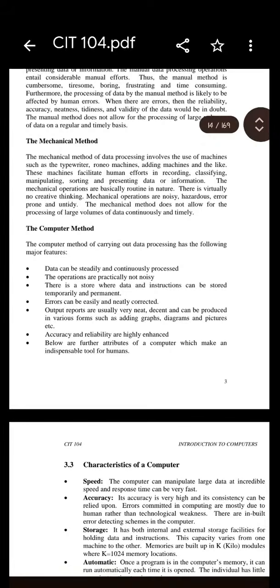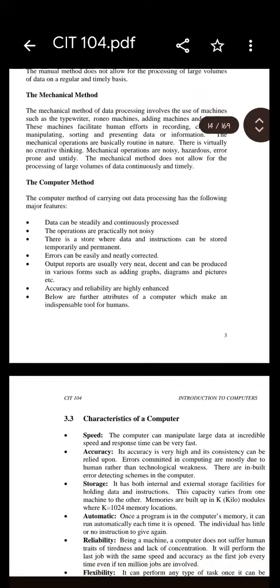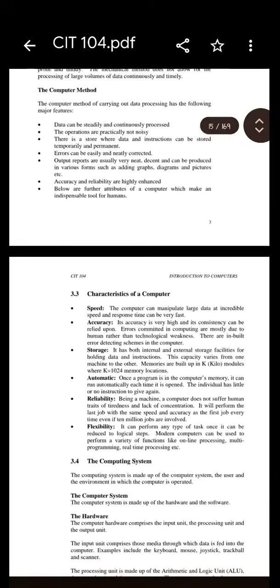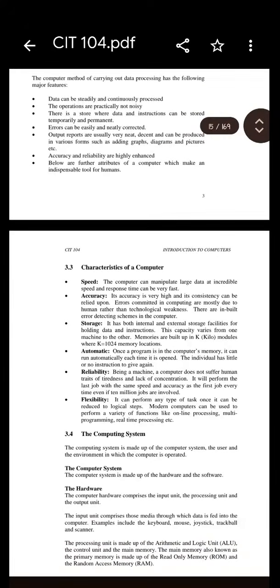So they said below are 4 attributes of a computer that makes it indispensable to humans. So please, we are going to look at these characteristics of a computer, because this is what makes it very easy for us to understand. The characteristics of a computer: we know speed. Computers possess large amounts of data and information.